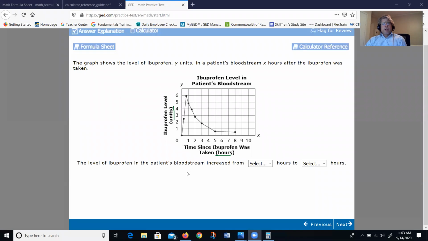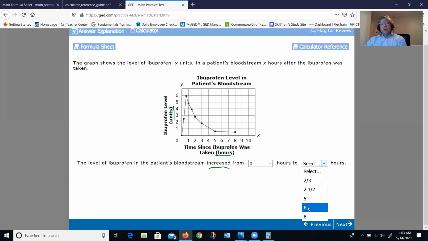The level of ibuprofen in the patient's bloodstream increased. So that's a key word for us, increased. From hours to hours. So notice how we're using hours. So they're talking about the x-axis. Notice that it looks like increasing is in this area right here. So it looks like 0 is the beginning point of the increase, and it increases all the way up to about here where the units is 6.